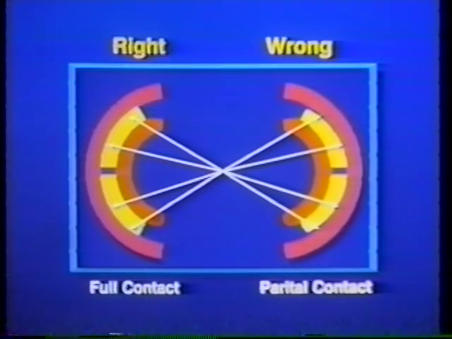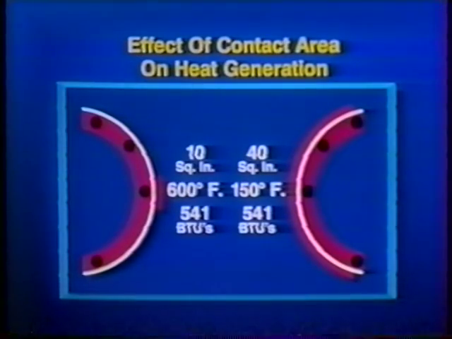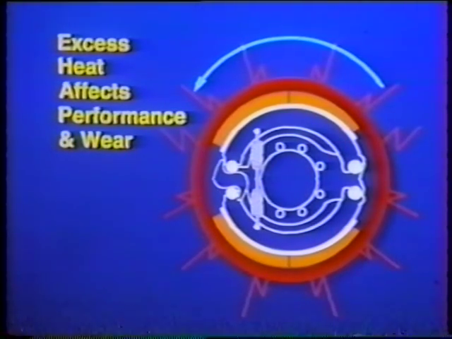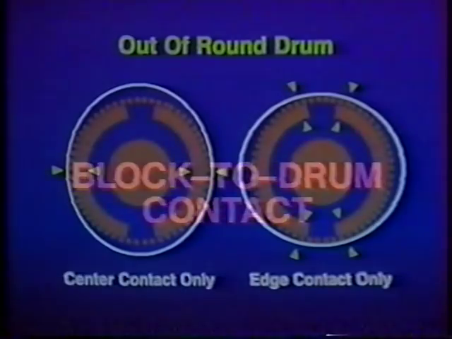Making sure that all blocks fully contact drum surfaces during braking is one very important way to assure proper heat dissipation and workload distribution. Just how much the contact area can affect block temperature is shown in these calculations. Concentrating the same heat in 10 square inches of block instead of 40 increases the block temperature by 300% from 150 to 600 degrees. This added heat can cause blocks and drums to change and adversely affect braking performance and wear characteristics. Let's look at several conditions that can reduce this crucial block-to-drum contact.